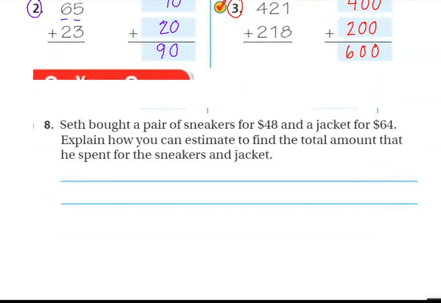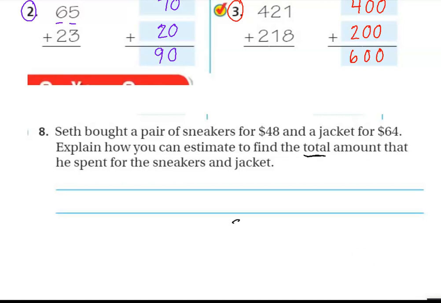This is in the On Your Own section on the same lesson. Seth bought a pair of sneakers for $48 and a jacket for $64. Explain how you can estimate to find the total amount that he spent for the sneakers and jacket. Give this one a try. Pause the video and then come back to check your answer. So I see that he bought 2 items, sneakers and a jacket. We have to estimate to find the total amount. So I'm going to take my problem here and I'm going to give it a try and estimate.